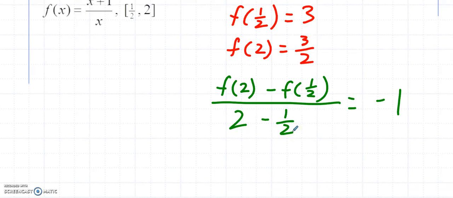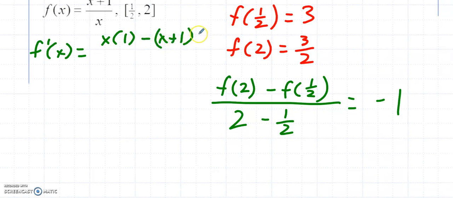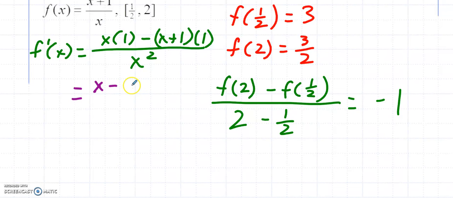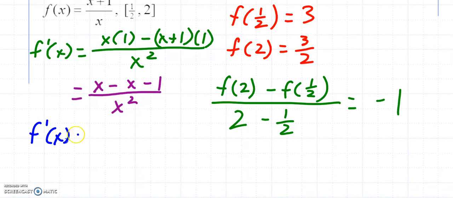So I get -1. Okay, now I also need to do the derivative. f prime of x equals bottom times the derivative of the top minus the top times the derivative of the bottom over the bottom squared. Let's simplify that a little bit. That'll become x minus 1 over x squared. So f prime of x equals -1 over x squared.